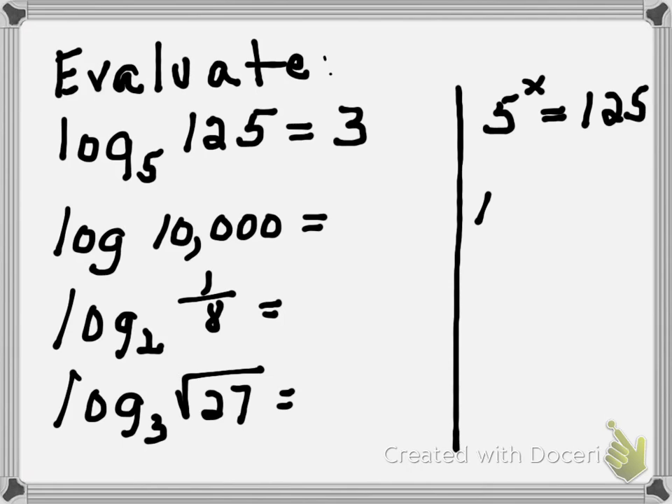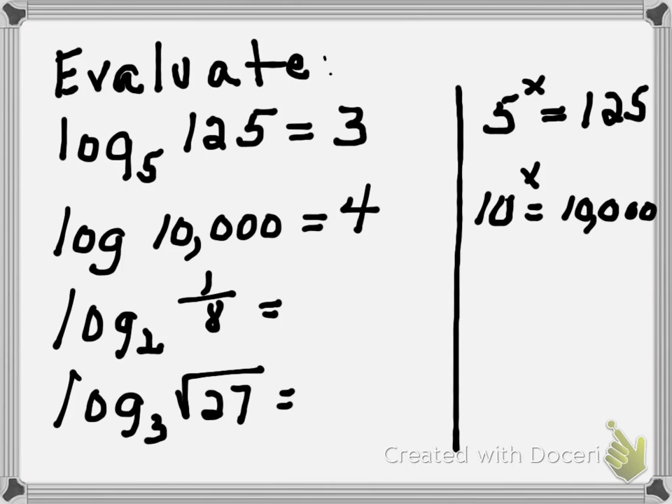So this is 10 to what power is equal to 10,000. And that would be the 4th power. 10 to the 4th power is 10,000. 10 times 10 times 10 times 10.